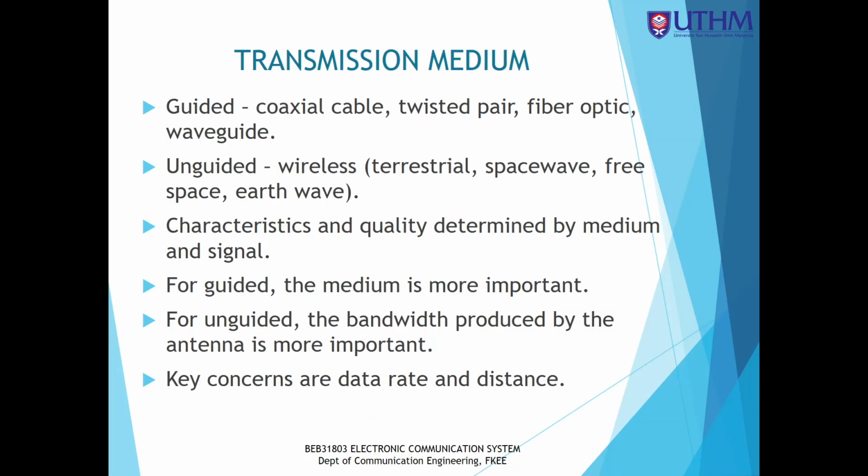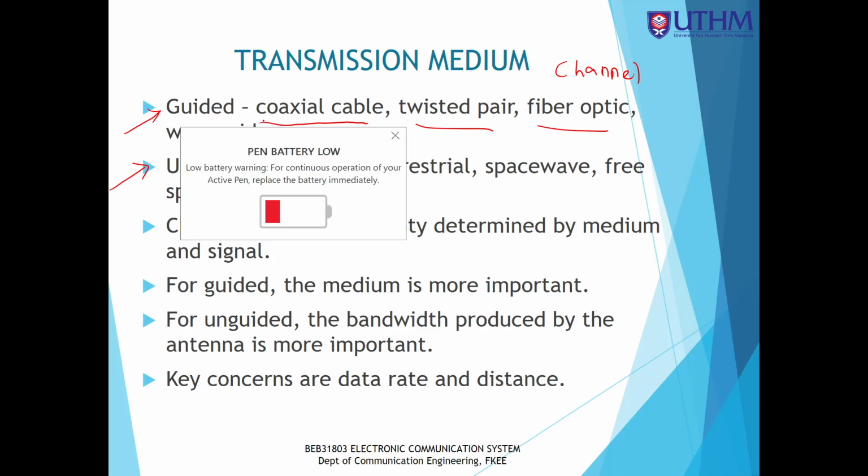Seterusnya, transmission medium. So this is the transmission medium, or we can say the channel. Remember, sometimes we use the term channel, sometimes we use the medium. So the medium consists of guided and also unguided. Guided means that the medium guides the signal from one place to another place. So in order to do that, we need to use some sort of cable or wire. There are a few types, for example coaxial cable, twisted pair, fiber optics, and also the waveguide.